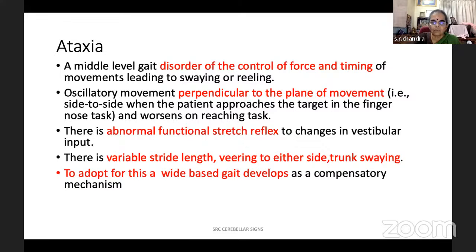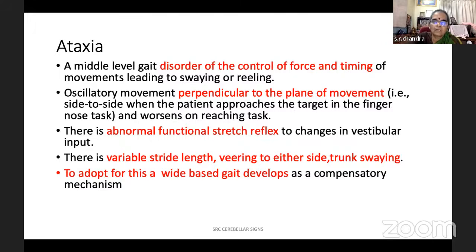When you walk forward, cerebellar disease will produce a perpendicular swing. So when you are moving anterior-posteriorly, the cerebellar sway will be perpendicular to the plane of movement. Whatever movement the person is doing, the swing will take place perpendicular to the plane of movement. And there is abnormal functional stress reflex, and there is variability in stride length.